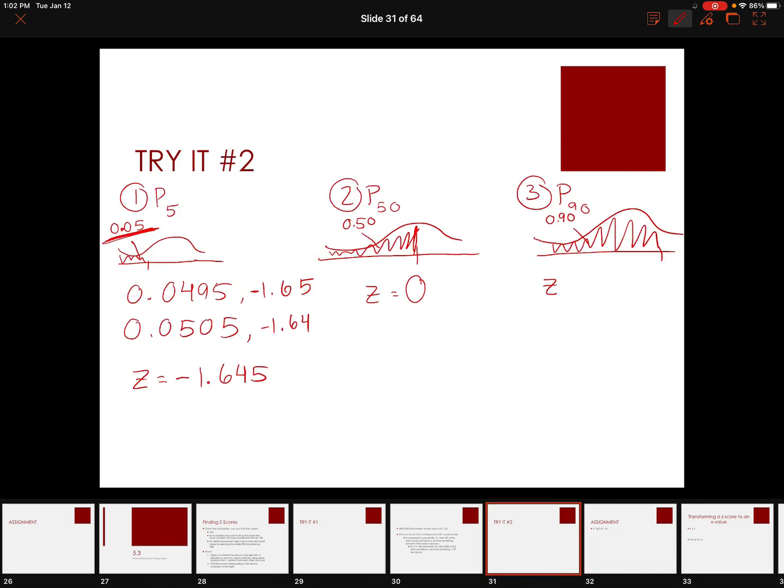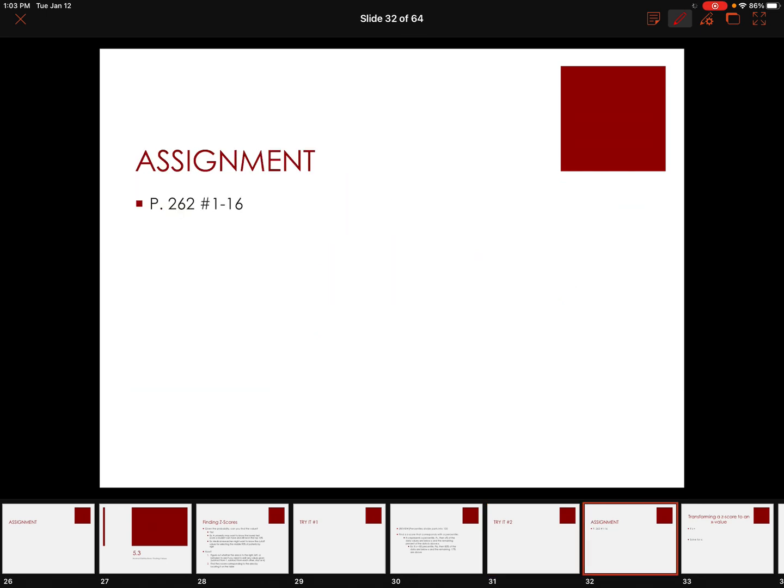And the last one, I'm looking for 0.9 in the middle of the table. If I look, the area closest to 0.9 is going to be 0.8997. There's nothing closer than that. So I can say my z-score is about 1.28. Again, if you're having trouble seeing this, look at page 257. It'll have everything highlighted so it's easier for you to see.